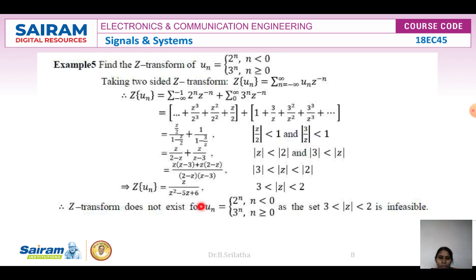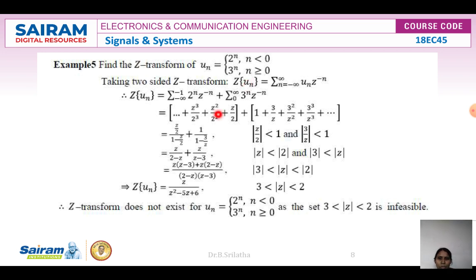Find the Z transform of u of n equal to 3 power n for n less than 0, and 3 power n for n greater than or equal to 0. This also we can consider, because one is n less than 0 and the other is greater than or equal to 0, so we have to use the two-sided transform. By taking the two-sided Z transform, we write the summation n equal to minus infinity to plus infinity of u power n into z power minus n. Now from minus infinity to minus 1 we consider the first term, that is 2 power n, and from 0 to infinity we consider 3 power n.